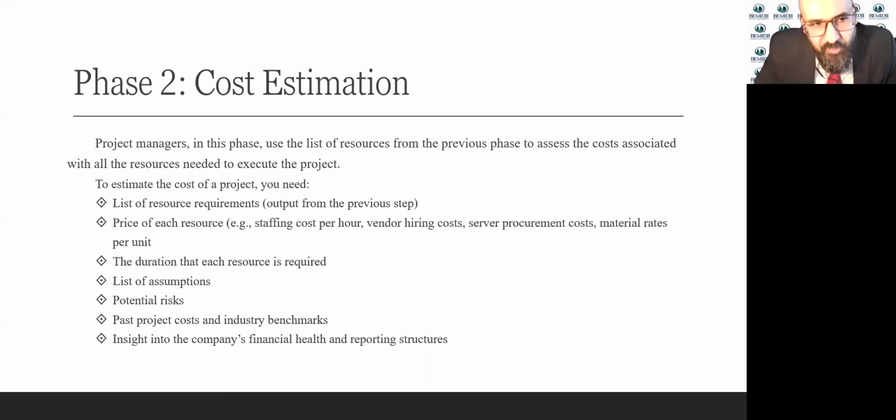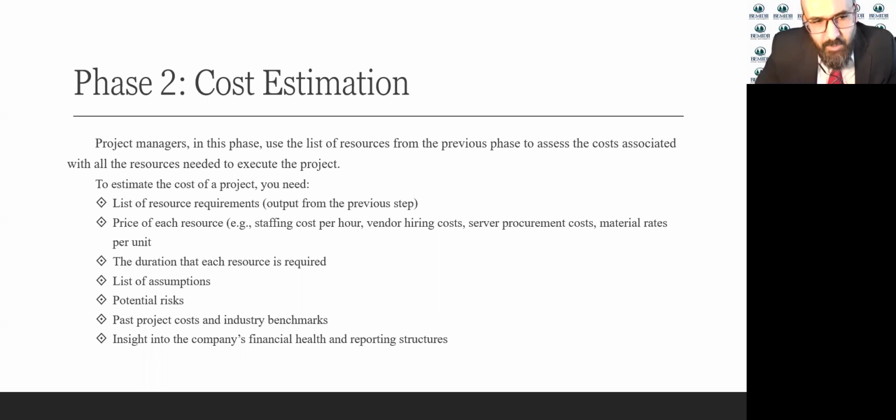Now moving into phase two, which is cost estimating. Project managers have a list of resources from the previous phase. They look into the resources based on the planning phase, after we did the work breakdown structure, and then they assign a cost for each resource.